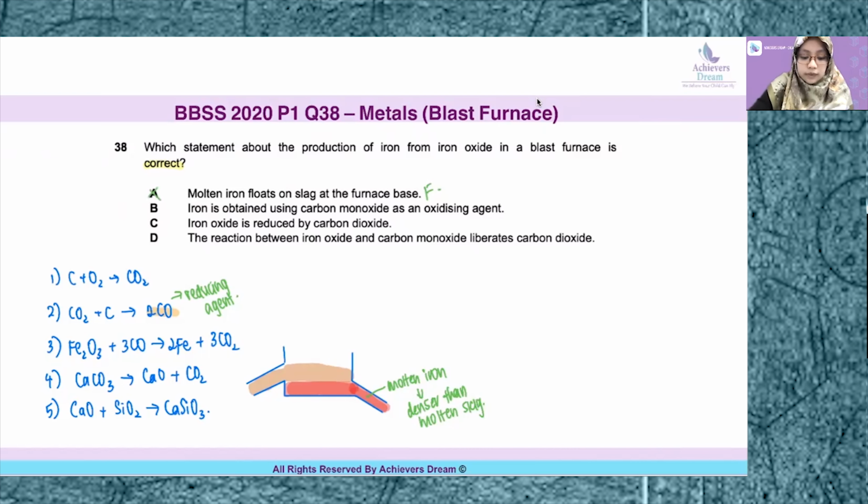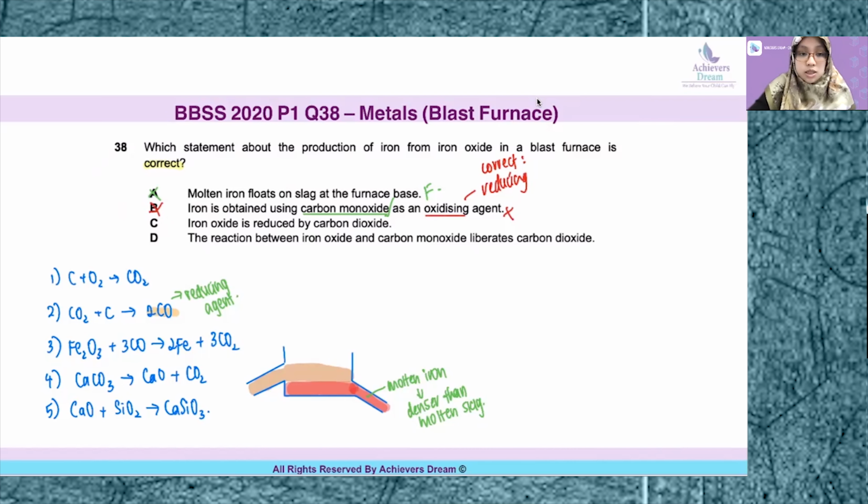Statement B: iron is obtained using carbon monoxide as an oxidizing agent. It is true that iron is obtained using carbon monoxide, it is correct until this part. However, carbon monoxide is not acting as an oxidizing agent. It is actually acting as a reducing agent. So B is out. Iron is obtained using carbon monoxide as a reducing agent, not an oxidizing agent.